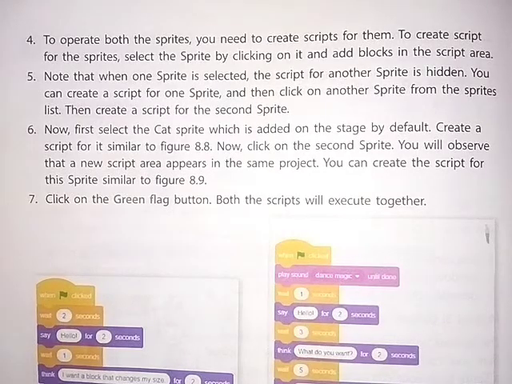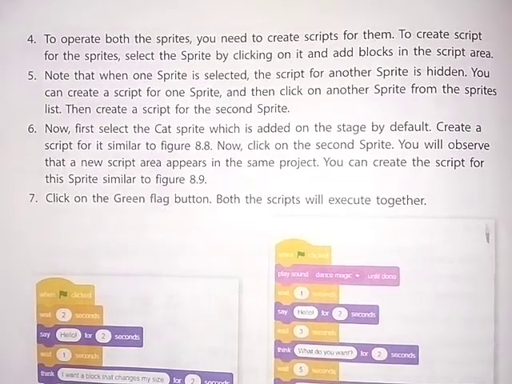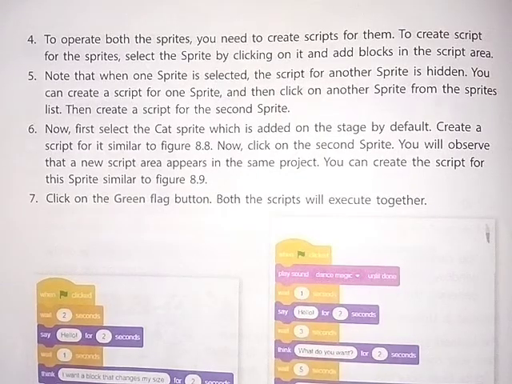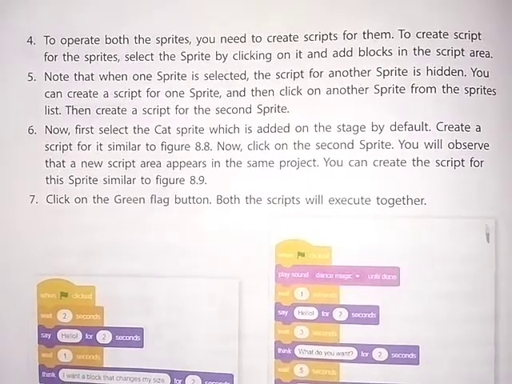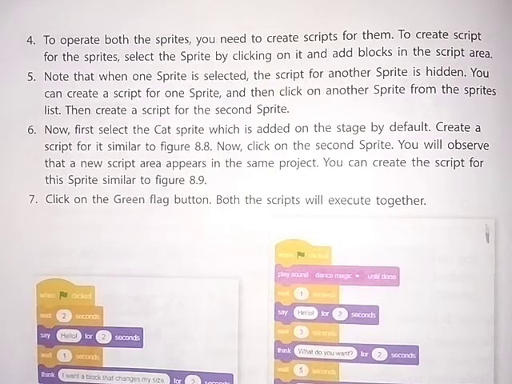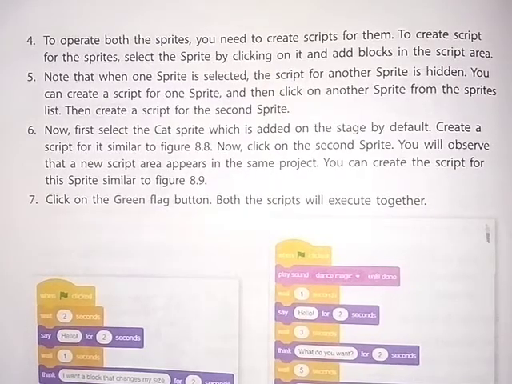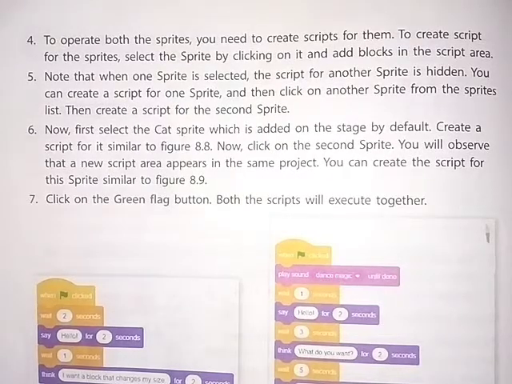Now first select the cat sprite which is added on the stage by default. Create a script for it similar to figure shown. Now click on the second sprite. We will observe that a new script area appears in the same project. We can create the script for this sprite similar to the figure. Click on the green flag button. Both the scripts will execute together.